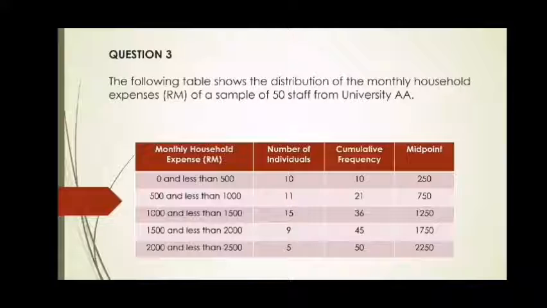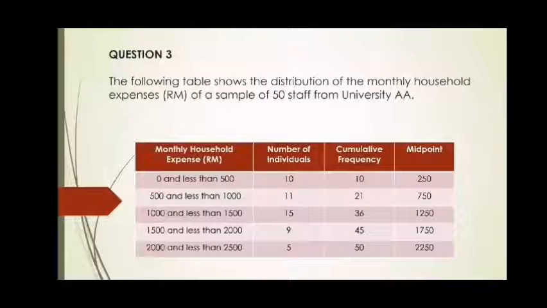Question 3. The following table shows the distribution of the monthly household expenses of a sample of 50 staff from University AA. For 0 and less than 500 monthly household expense, number of individual is 10, cumulative frequency is 10, midpoint is 250. For 500 and less than 1000, the number of individual is 11, cumulative frequency 21, midpoint 750.